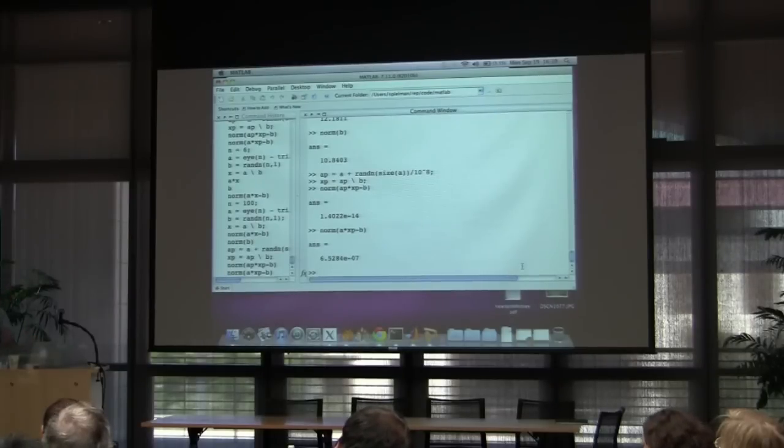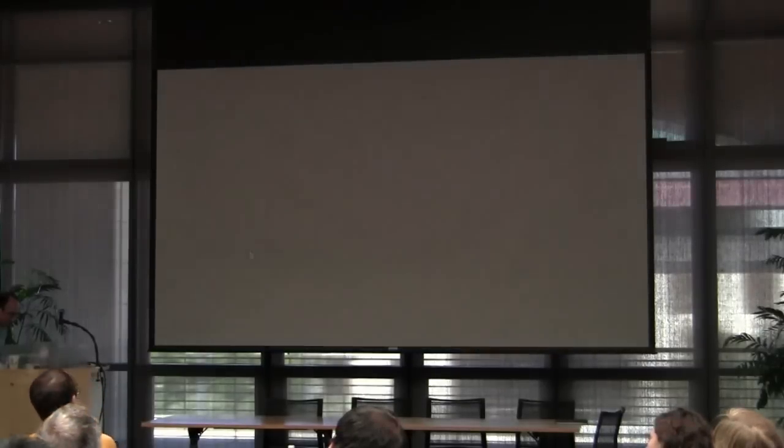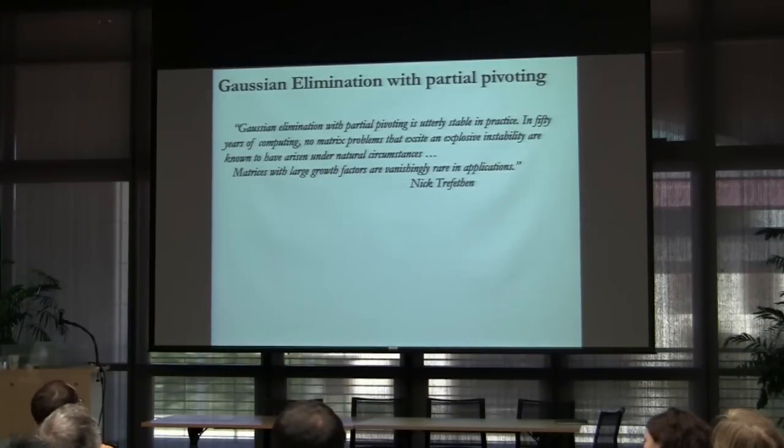OK, so as I said, I wasn't going to suggest perturbing problems and then solving them. This might be one example where, if your Gaussian elimination really fails, it might be a reasonable idea. But let's try to analyze this, which is what I really want to do. So first, let me mention a quote by Nick Trefethen. In writing a paper entitled Three Mysteries of Gaussian Elimination, he said, Gaussian elimination with partial pivoting is utterly stable in practice. In 50 years of computing, no matrix problems that excite an explosive instability are known to have arisen under natural circumstances. Matrices with large growth factors are vanishingly rare in applications. So this is his statement from, God, over 20 years ago, if I could get away with this.